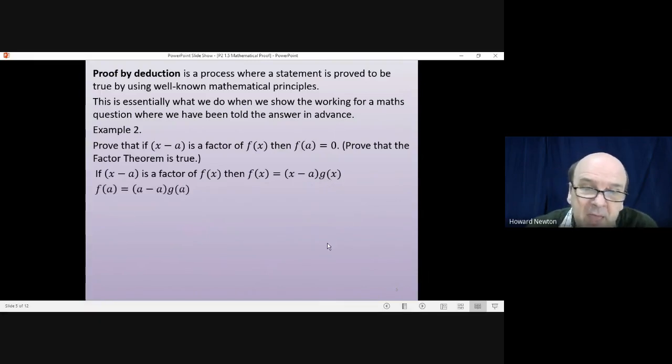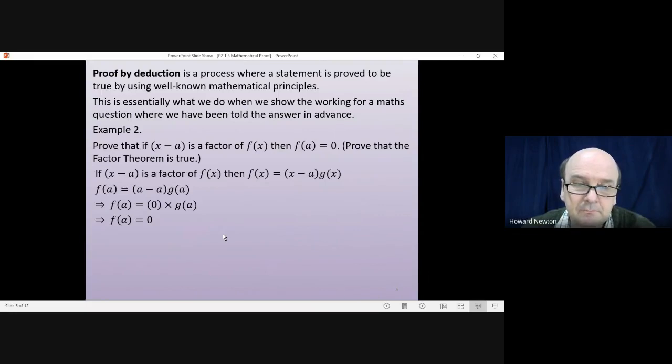Now what about f of a? Well, f of a is saying let x equal a in the function. So f of a means substitute x equals a into what we have here, which will give us a minus a times g of a when I let x equal a. But a minus a is equal to 0, so that'll give me 0 times g of a, which gives me 0 for the answer. Now we've done what we were asked to do. We've assumed that x minus a is a factor of f of x, and what we've shown is that if that's the case, then f of a must equal 0.